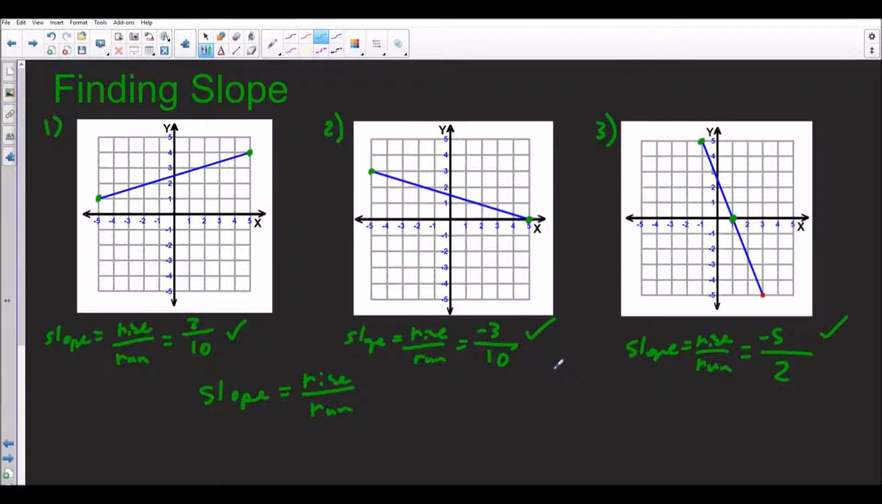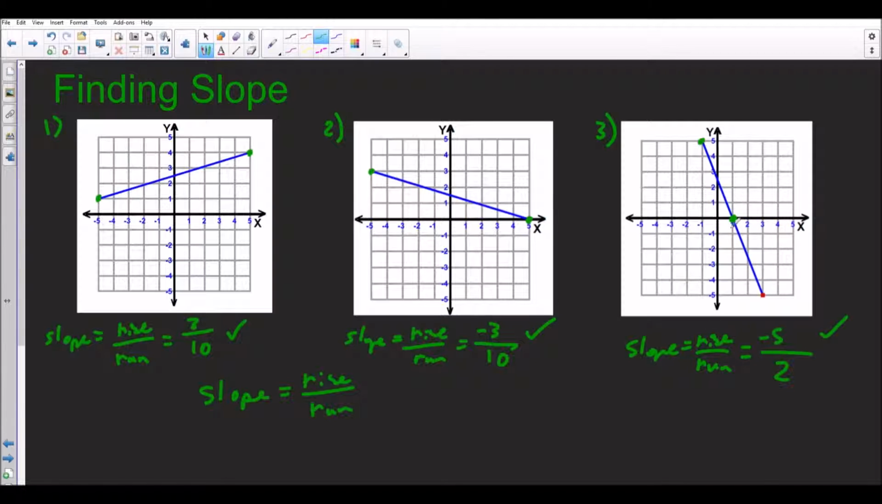So all that you have to do is you find the best point on the left, you go to the right until you find another good point, and then you say, okay, how much is it going up? If it's not going up, you just have a negative number, and then it's going down 1, 2, 3. And for the run, it's just how much does it go horizontally. So how much does it go from this dot to this dot?